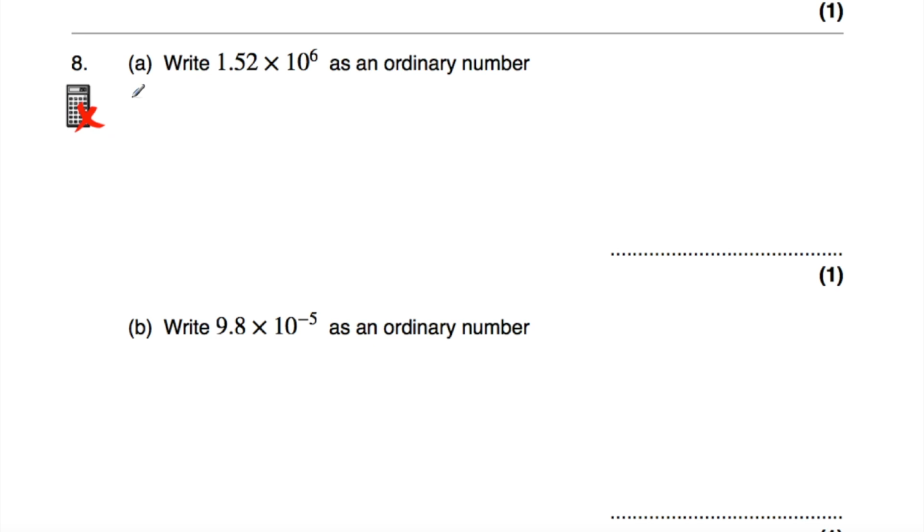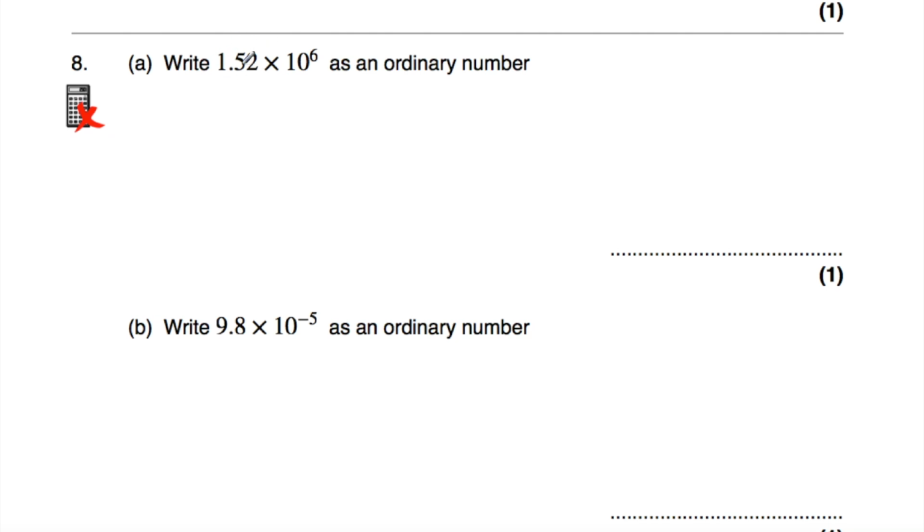Okay, let's have a look at our next question, question number 8. Question number 8a says, write 1.52 multiplied by 10 to the power of 6 as an ordinary number. So we want to write this out in full. If we've got times 10 to the power of 6, that means we're going to move the digits 6 columns to the left. So the 1 would move 6 columns to the left, the 5 would move 6 columns to the left, and the 2 would move 6 columns to the left.